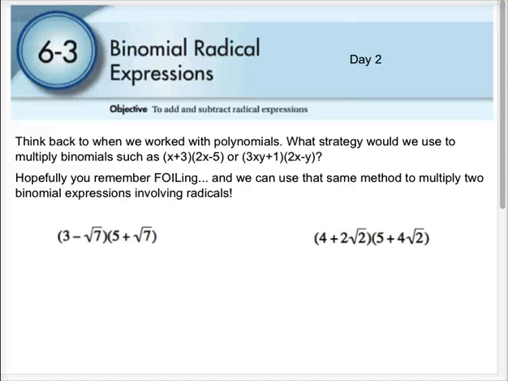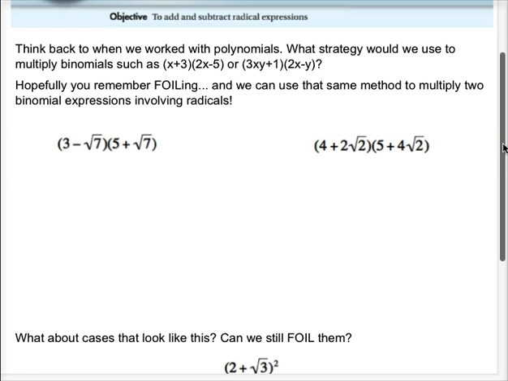Welcome back for day 2 of binomial radical expressions, section 6.3. Yesterday we focused on adding and subtracting these binomial expressions, while today we're going to move on to multiplication and division of these expressions. So I want you to think back to when we worked with polynomials.